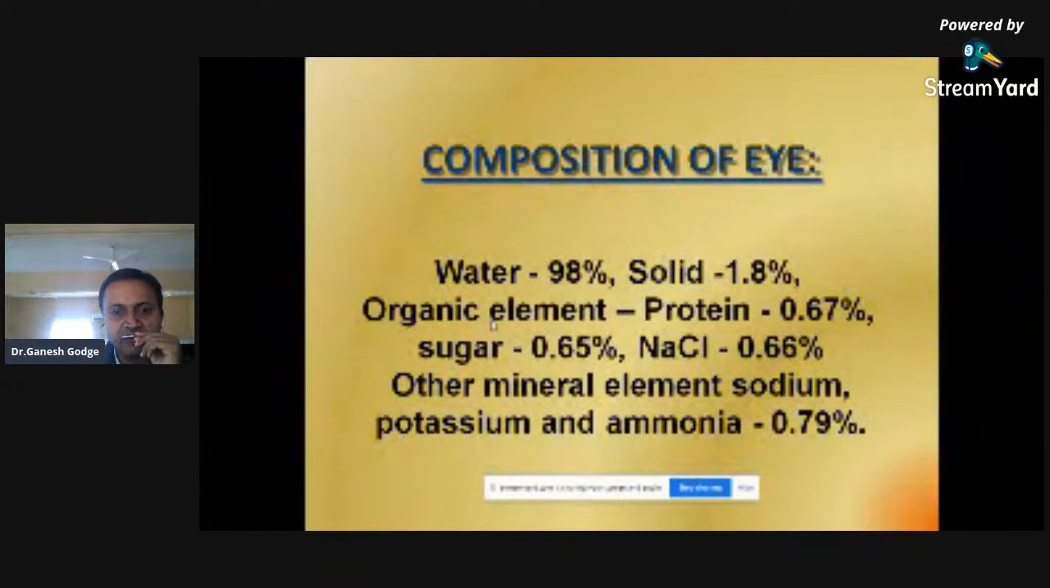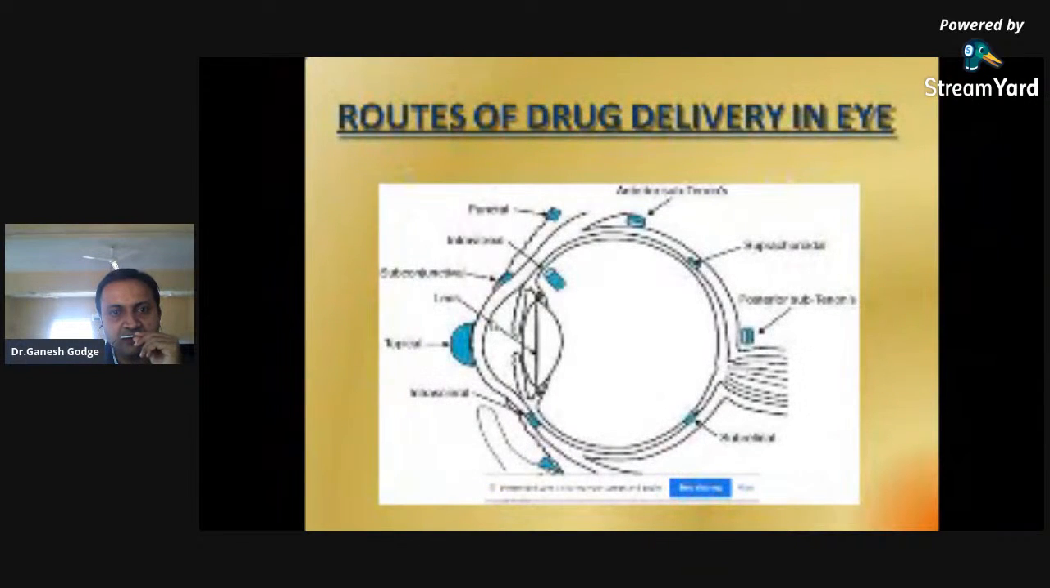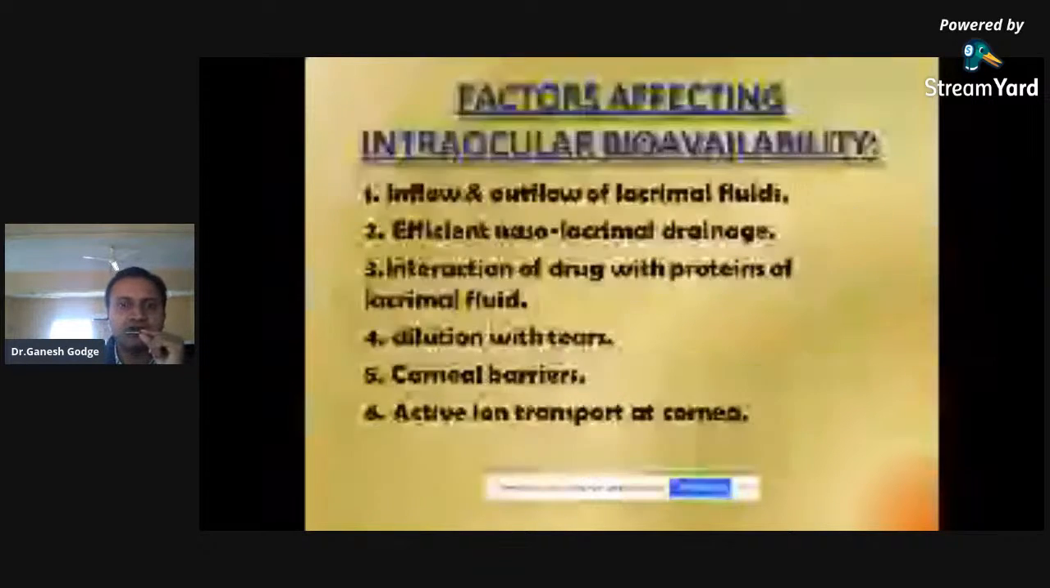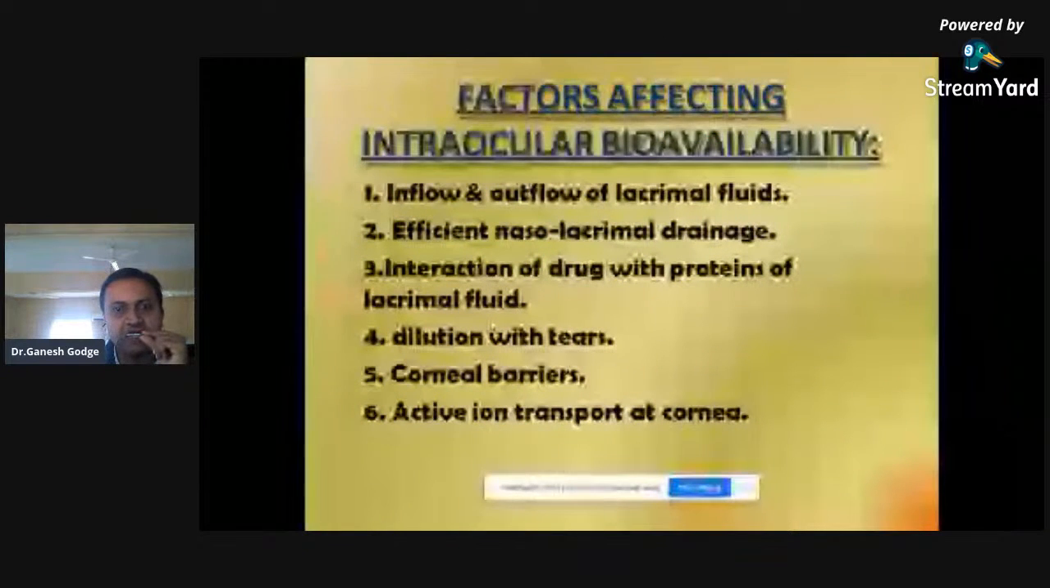Composition of the eye, anatomy and physiology we have seen earlier, and the mechanism of non-corneal absorption and corneal absorption. Now, factors affecting intraocular viability. What are the several factors which prevent good viability of your formulation in the case of ophthalmic formulation? Inflow and outflow of lacrimal fluid.